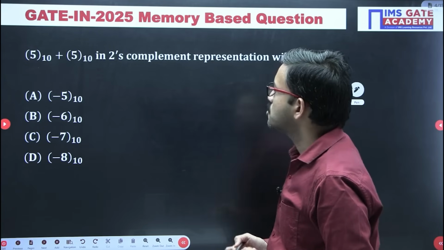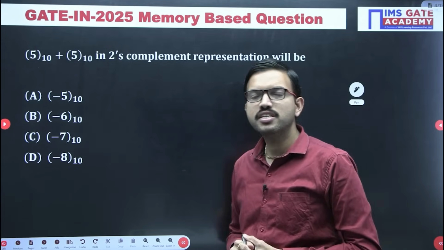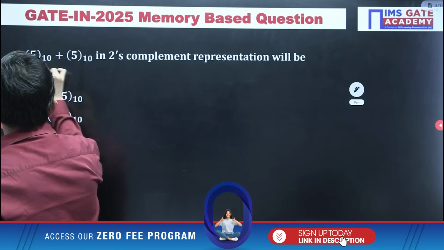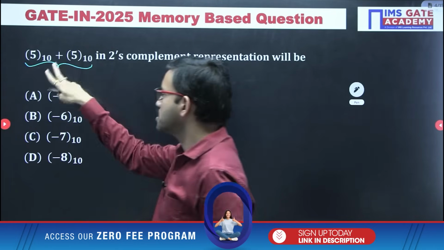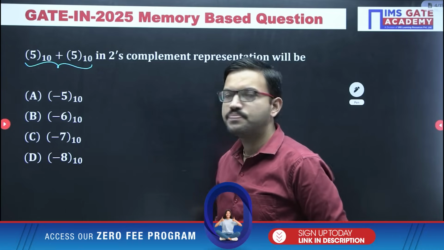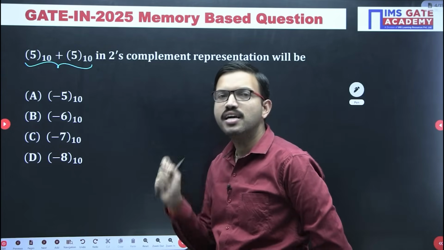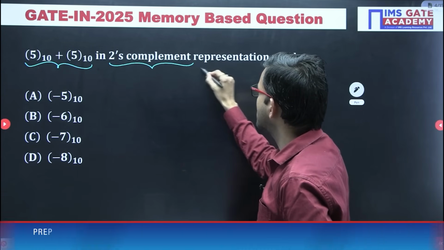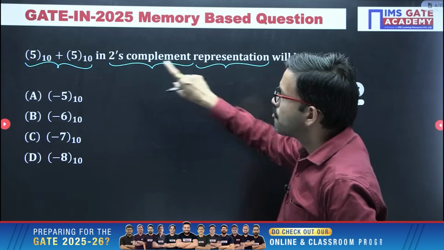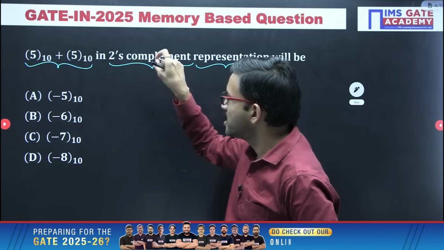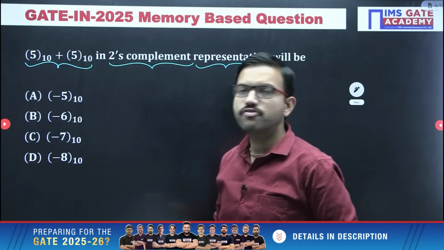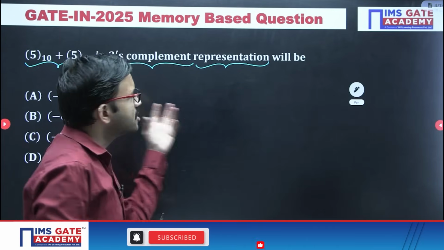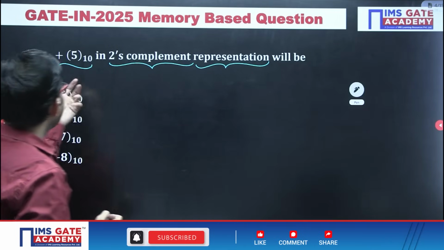This is a question regarding the number systems chapter, regarding 2's complement form. In this question, they have given two decimal numbers, both the same number, 5. You have to add 5 plus 5. Whatever answer you get, that answer they have considered in the 2's complement form, and then you find the corresponding decimal equivalent. This is a very, very interesting question. The way they have framed it is very interesting.